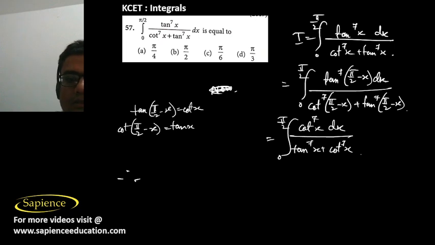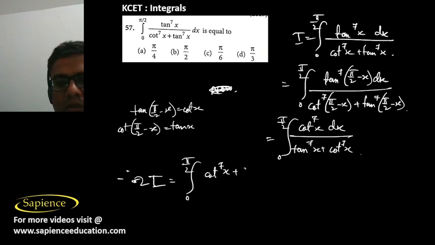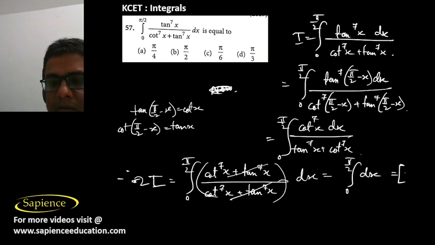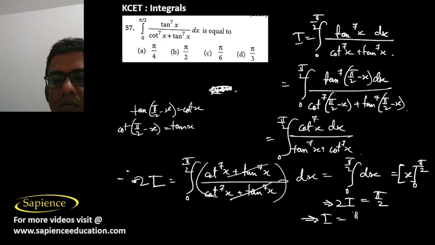So now if we add these two integrals, then we will get 2I equal to integral 0 to pi by 2 of cot power 7x plus tan power 7x divided by cot power 7x plus tan power 7x dx. We can cancel out the numerator and the denominator, they are the same. So this will be integral 0 to pi by 2 dx. This is x from 0 to pi by 2, so that is pi by 2. So 2I is pi by 2, so I is equal to pi by 4. Option A is the correct answer.